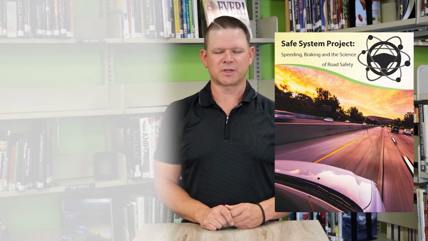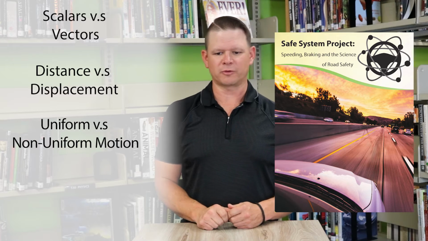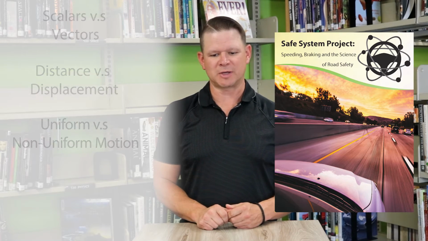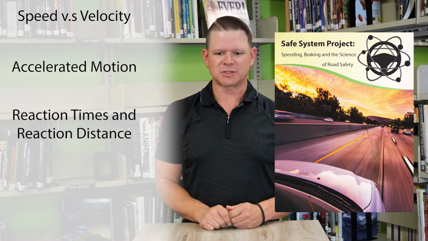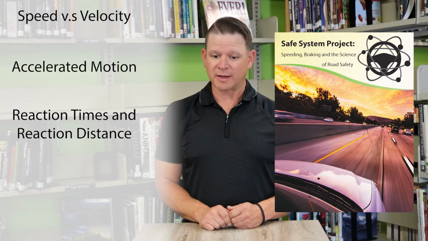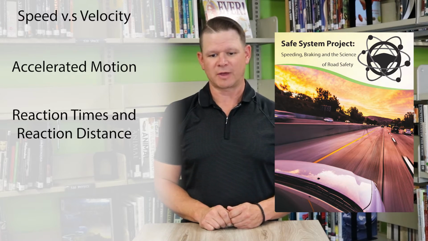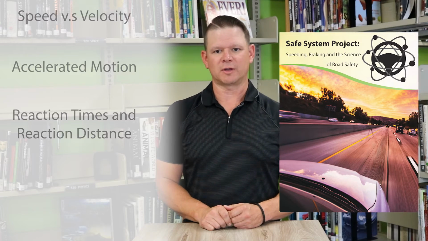Module 1 covers such things as scalars and vectors, distance versus displacement, uniform versus non-uniform motion, instantaneous speed and average speed, speed versus velocity, accelerated motion, reaction times and reaction distances, and how fractions of a second can have a major impact on the outcome of a collision. Braking distances, factoring in things such as reaction times, road conditions, and distractions, all affect the distance that objects take to come to rest, and even graphical analysis of safety in motion.